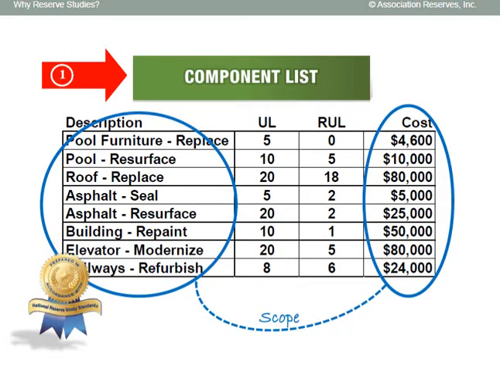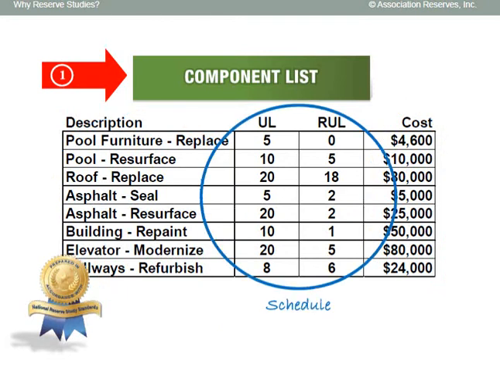And that resulting component list can be described as giving you two types of information: the scope of your reserve projects, which is the description of which projects you're doing and the cost of them, and the schedule of those reserve projects, when they're going to occur in the future.